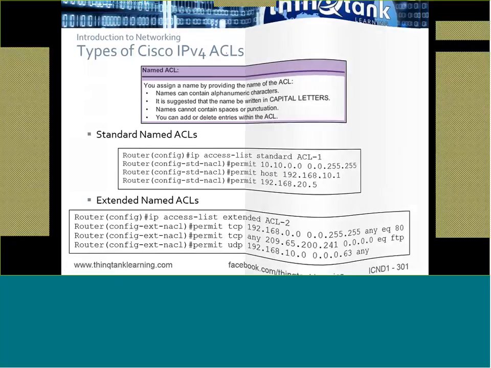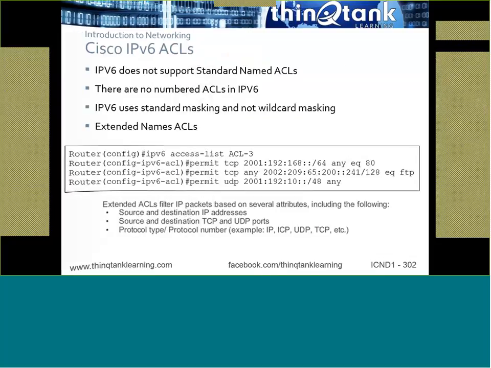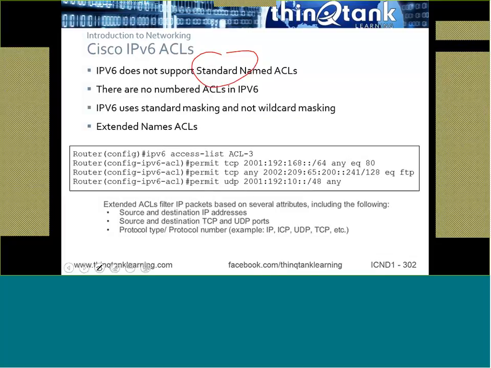Now, the other thing you'll notice here is the masks that are defined. These masks look kind of strange, don't they? 0.0.0.63, 0.0.255.255. Actually, what those masks represent is something called a wildcard mask. We're going to spend probably about 20 minutes talking about the concept of wildcard masks. In IPv6, we don't use dotted decimal masks at all. So there's no concept of a wildcard mask because we just use prefix notation.